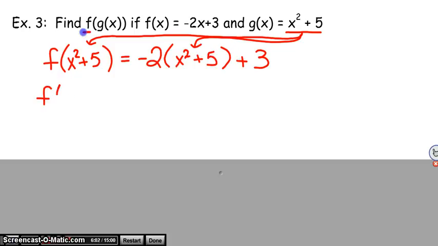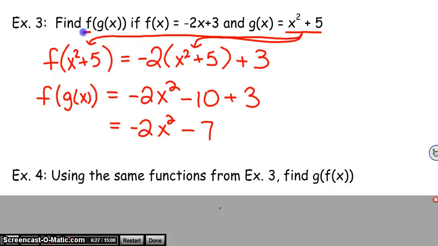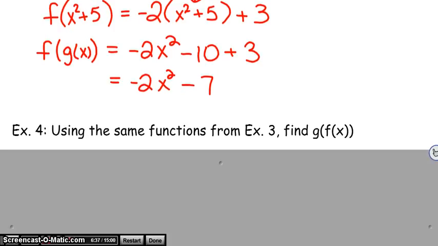And then this expression should be simplified. f of g of x is equal to, and this one just needs distributed, so negative 2 times x squared is negative 2x squared. Negative 2 times 5 is negative 10, plus 3, and then combine like terms. In the next example, we're going to use the same exact functions. So f of x is still equal to negative 2x plus 3, and g of x is still equal to x squared plus 5.